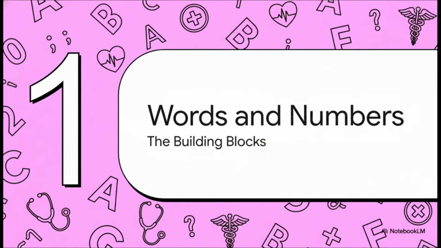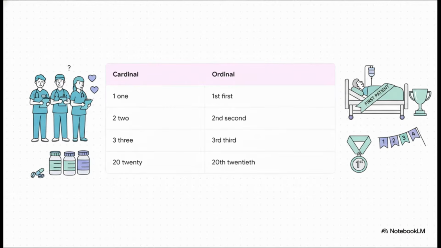Okay, first things first. Let's talk about the absolute fundamentals, words and numbers. Seriously, you can think of these as the essential building blocks for pretty much everything we say and write. When it comes to numbers, there are two main types you need to know. First, you've got your cardinal numbers. These are the ones you use for counting, right? 1, 2, 3, like 3 doctors. Easy. Then you have ordinal numbers, which are all about order. First, second, third. Like when you say, the first patient of the day.